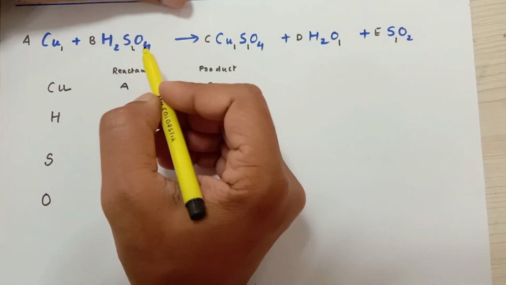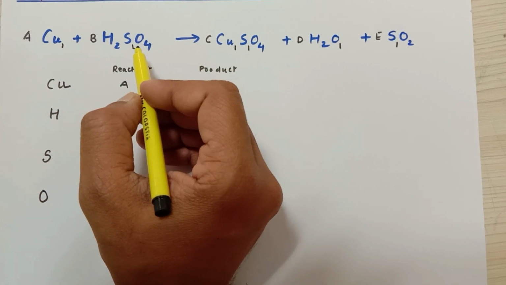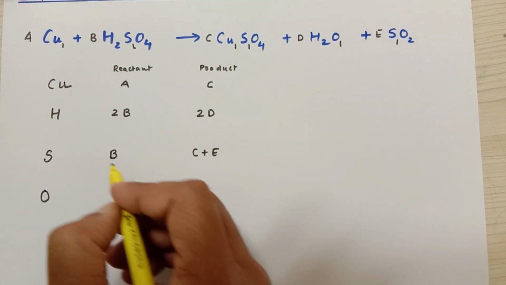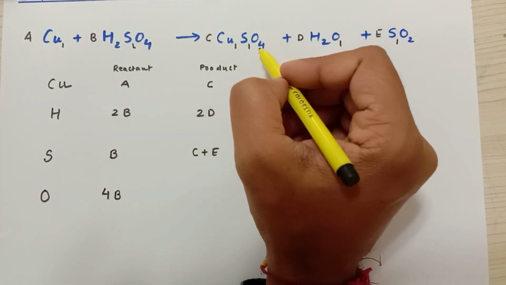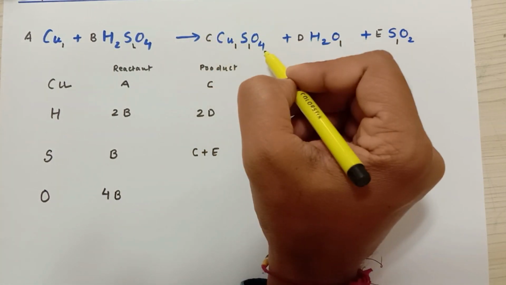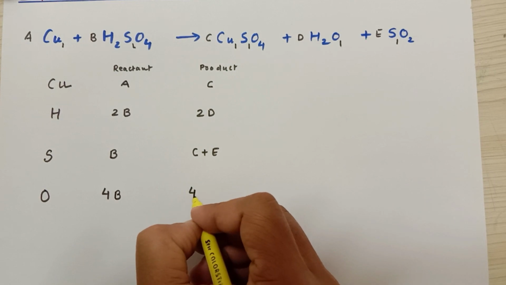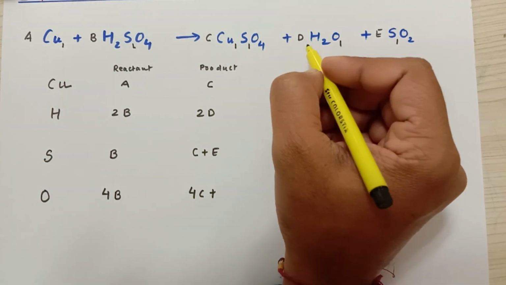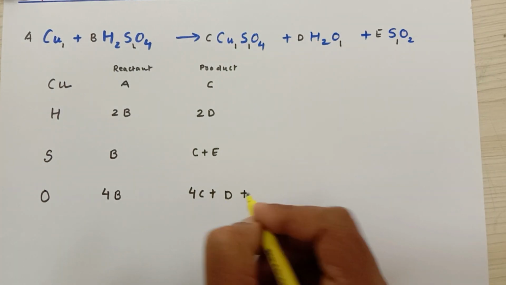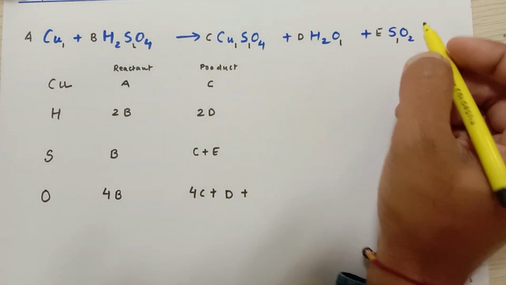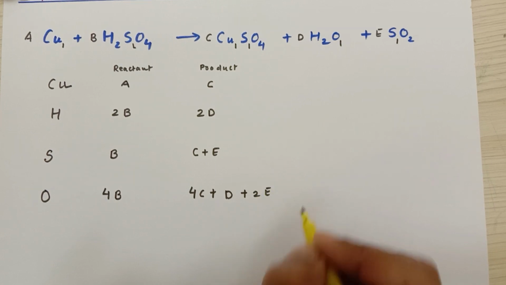Now finally oxygen. So we have 4 oxygen atoms over here, so 4 into B is 4B. On this side, 4 into C, that is 4C, plus 1 into D, that is D, plus 2 into E, that is 2E.